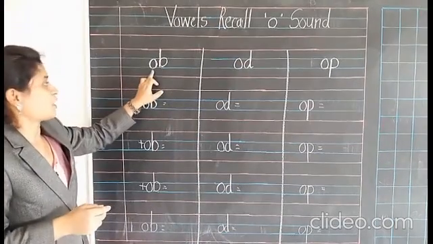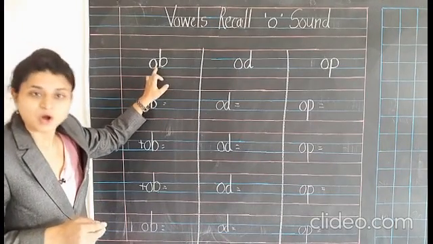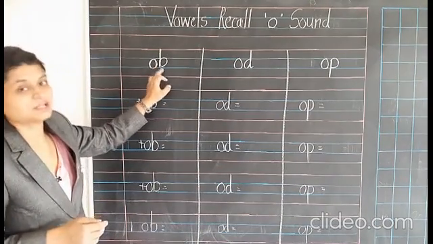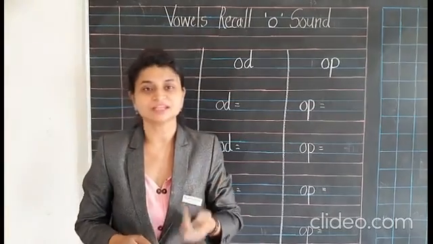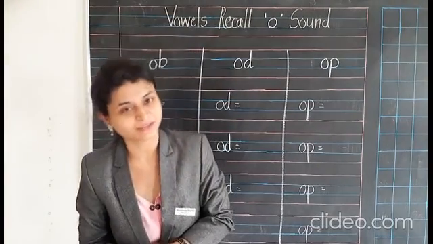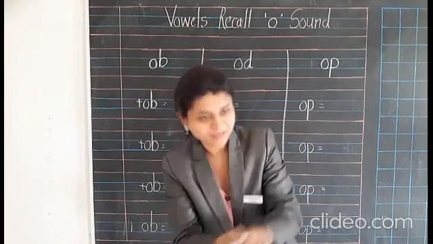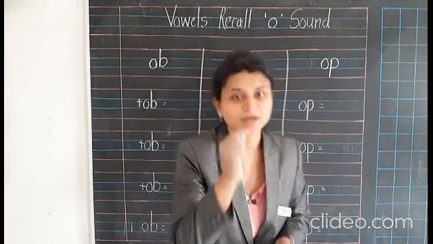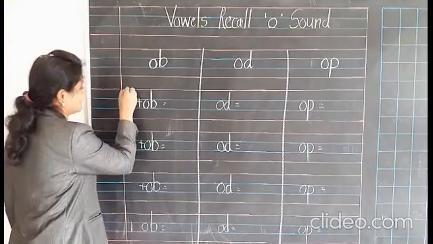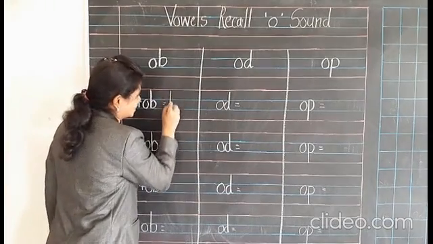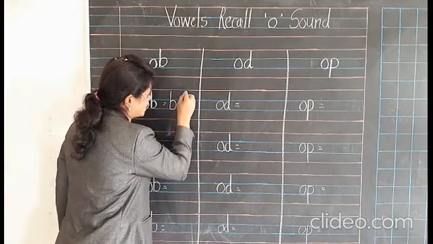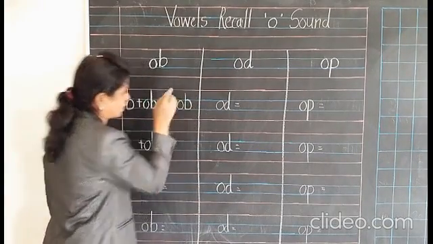Now you hear O, B, O. These are the 2-letter words. Now we will make 3-letter words. So I will do the action and you have to recognize this action. Okay. So first action is, correct, B. So I will write here B. B, O, B, ball.